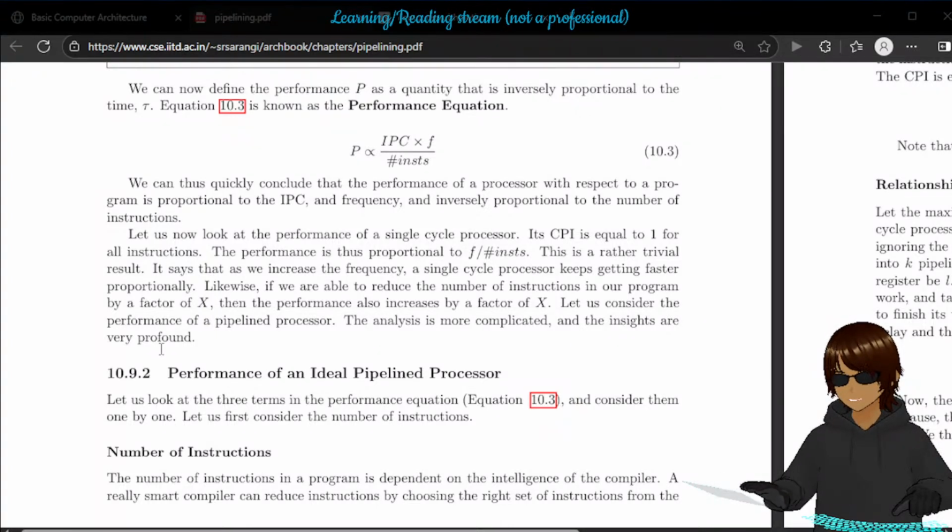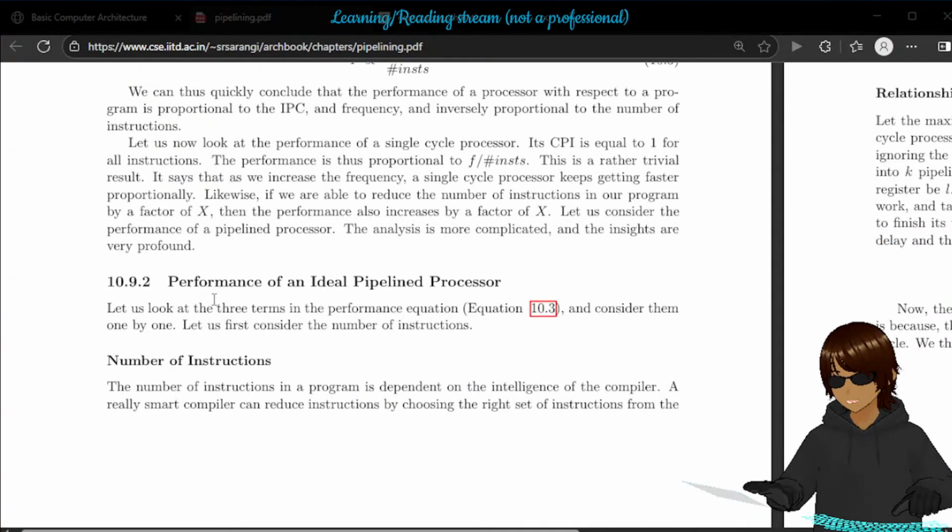Let us consider the performance of a pipelined processor. The analysis is more complicated and the insights are very profound. Performance of an ideal pipelined processor. Let us look at three terms in the performance equation and consider them one by one. Let us first consider the number of instructions.